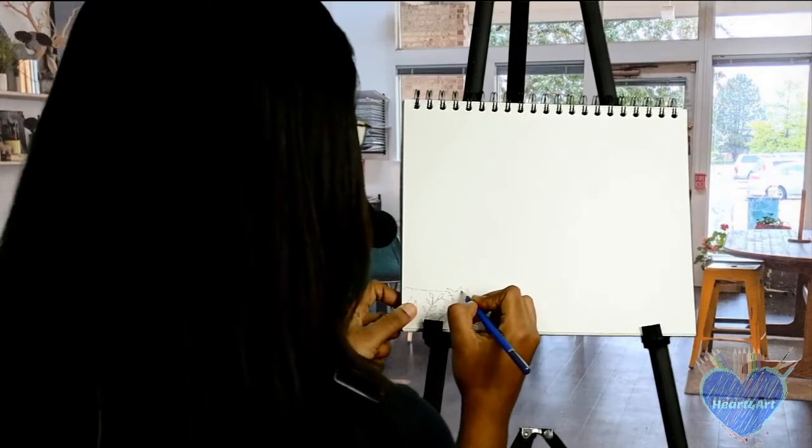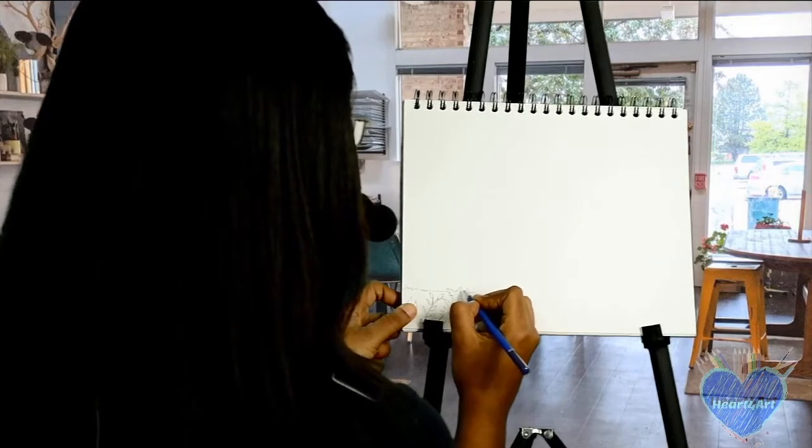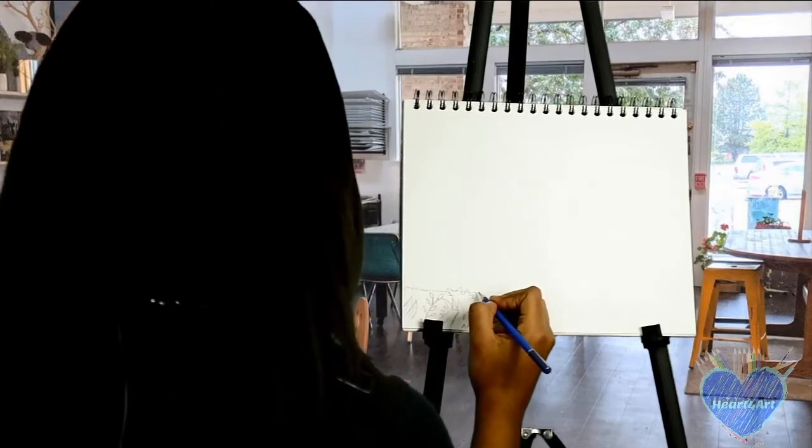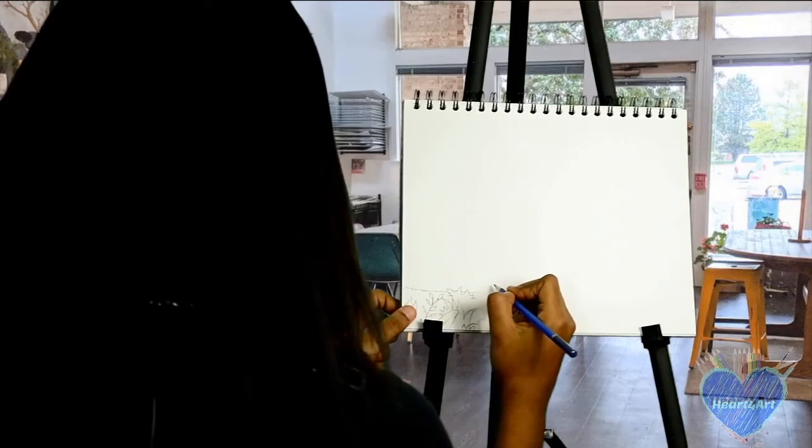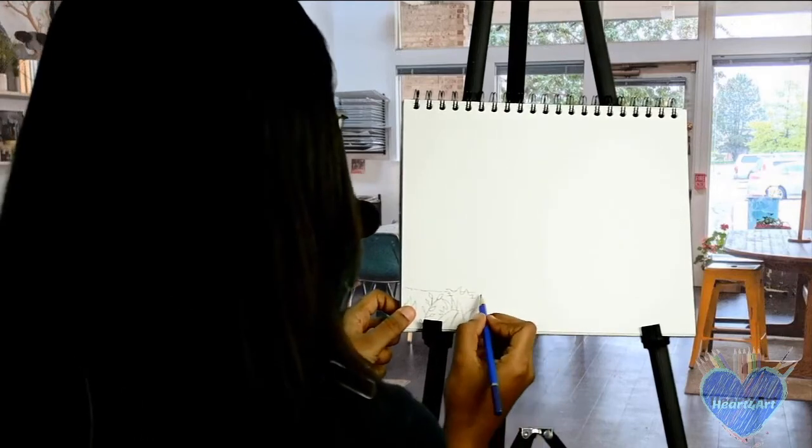Then you're going to draw the little hill, kind of like it's going behind this. Just do your basic line, kind of going back here. And draw your next plant.